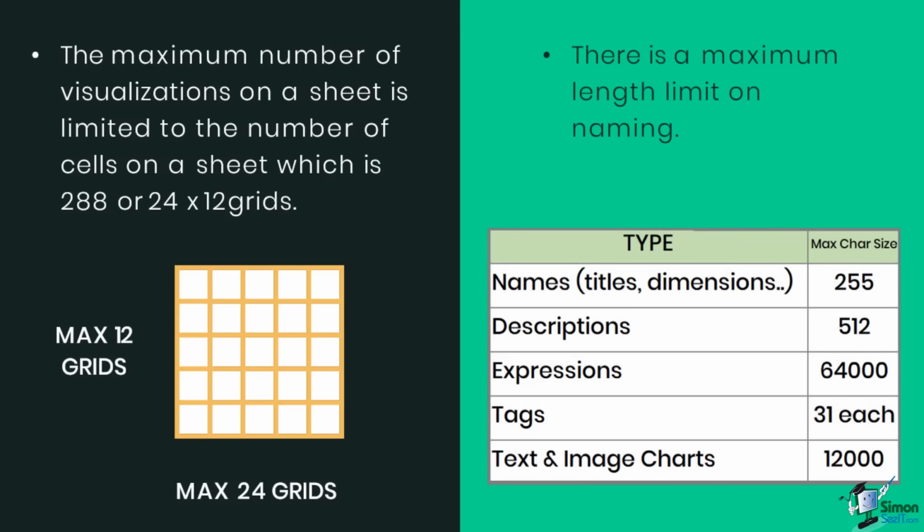Names like titles and dimensions can be up to 255 characters. Descriptions have a maximum length of 512 characters. Expressions are 64,000 characters max. Each tag can be up to 31 characters, and tags are limited to a maximum of 30 per master item. Lastly, text and image charts are 12,000 characters max.